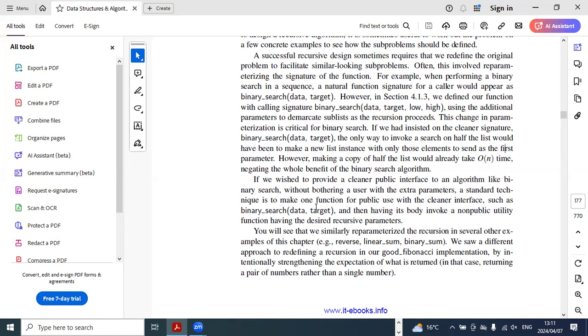the standard technique is to make one function for a public, cleaner interface, such as binary search of data and target, and then have that code invoke a non-public utility. The simplified, cleaner one will be public, and then the public one will call the one that has the four parameters, which is non-public.